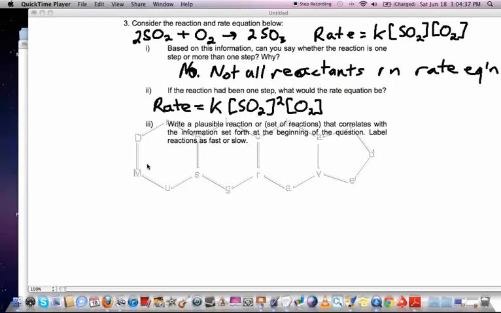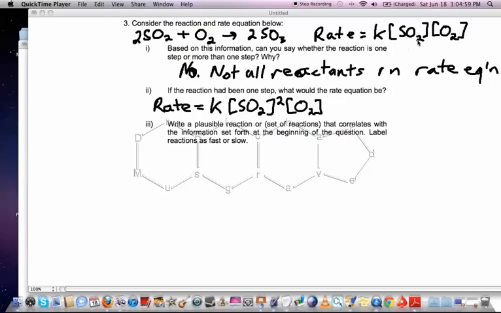Okay, here's another example of a reaction mechanism type problem. So we've got our reaction here, 2SO2 plus O2 gives 2SO3, and we've got the rate equation being rate = k[SO2][O2]. So the first thing is, based on this information, can you say whether the reaction is one step or more than one step, and why? And the answer is no, because not all the reactants are in the rate equation.